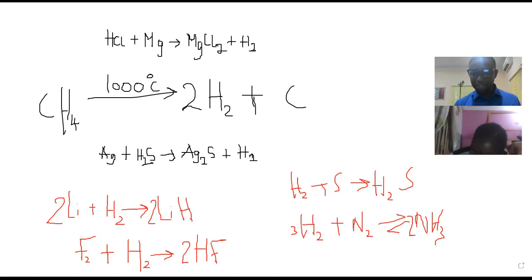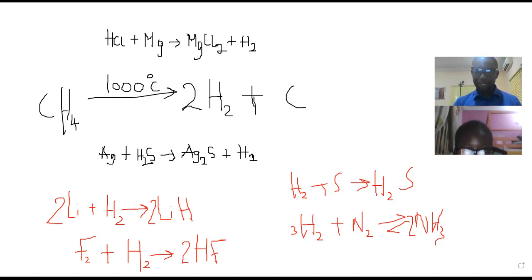One very good use of hydrogen is that we use it to inflate airships and balloons. But hydrogen can be flammable. Why is hydrogen used in balloons? The use of hydrogen in balloons is because hydrogen has a low density. Remember we said it's 14.4 times less dense than air. Because of that, it's used in balloons.